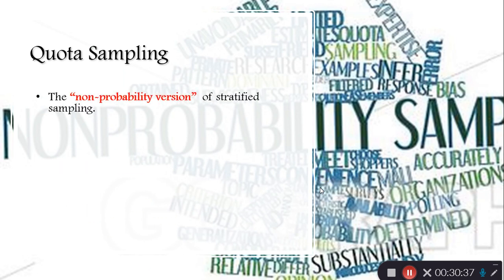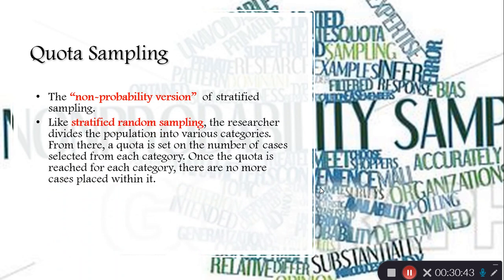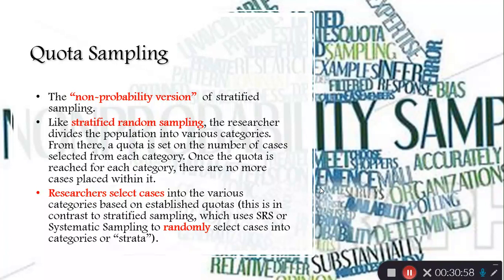And then we have quota sampling. This is the non-probability version of stratified sampling. Like stratified sampling, the researcher divides the population into various categories. From there, a quota is set on the number of cases selected for each category. Once the quota is reached for each category, there are no new cases placed within it. Researchers select cases into various categories based on an established quota. This is in contrast to stratified sampling, which uses simple random sampling or systematic sampling to randomly select cases into each category or strata.